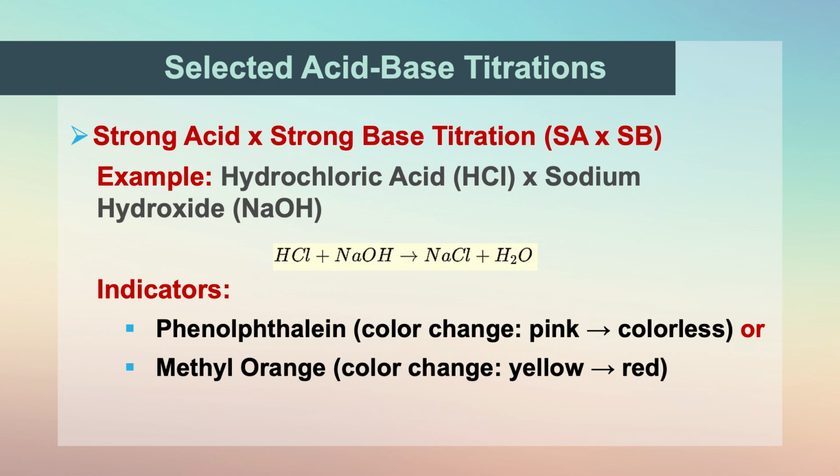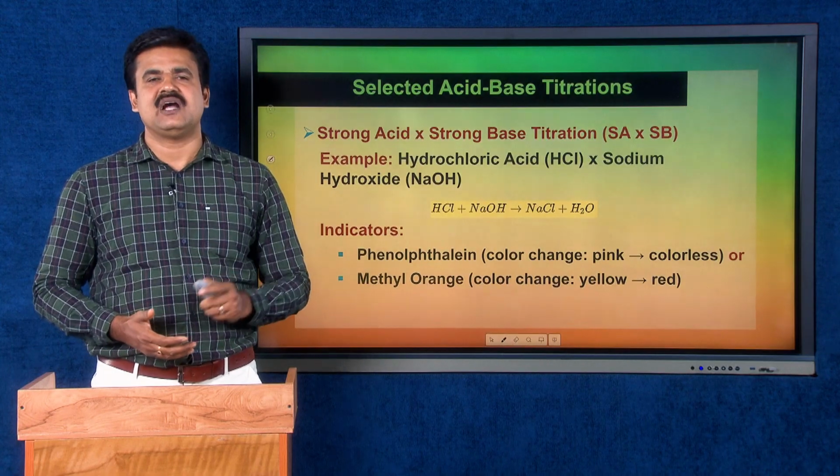The indicator you can use is of 2 kinds: either phenolphthalein, with the color change from pink to colorless, or methyl orange indicator, where the color change is from yellow to red. This is the color change from the basic medium to acid medium.